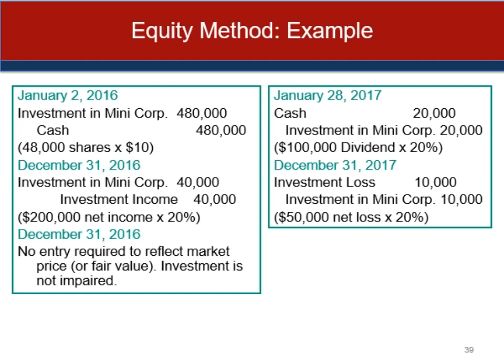On January the 2nd, 2016, we bought the shares, and that's indicated by this first transaction. Then on December 31st, 2016, we record our share of the income. So we record investment income under equity and record an increase in the investment in Minicorp. So one line on the balance sheet, investment in Minicorp, one line on the income statement, investment income.